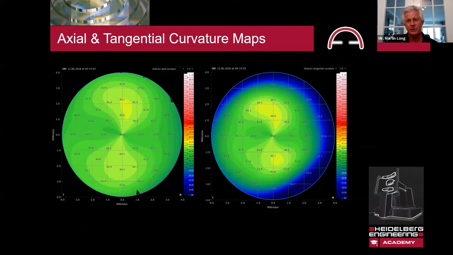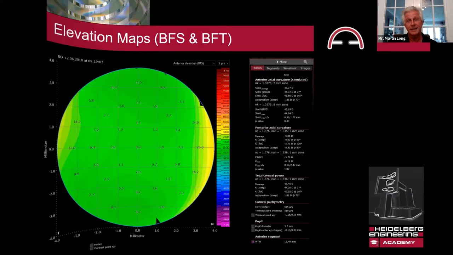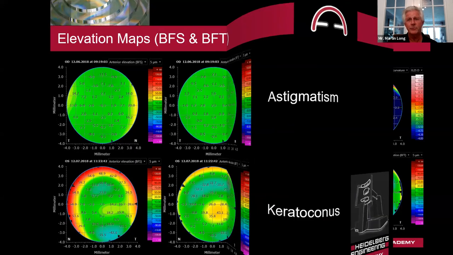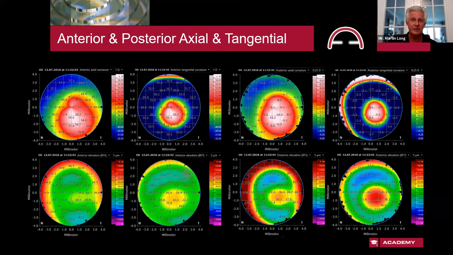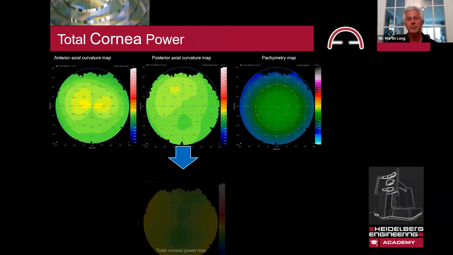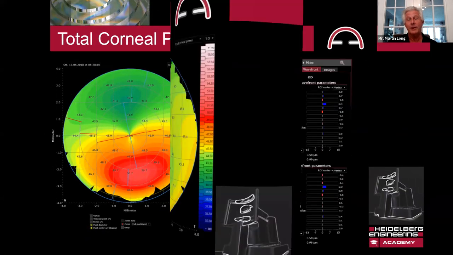Axial and tangential curvature maps. You decide how you want to look. Elevation maps. Everything is there that maybe you're used to already with previous devices, so nothing different here. Pachymetry maps, total cornea power, and wavefront analysis.